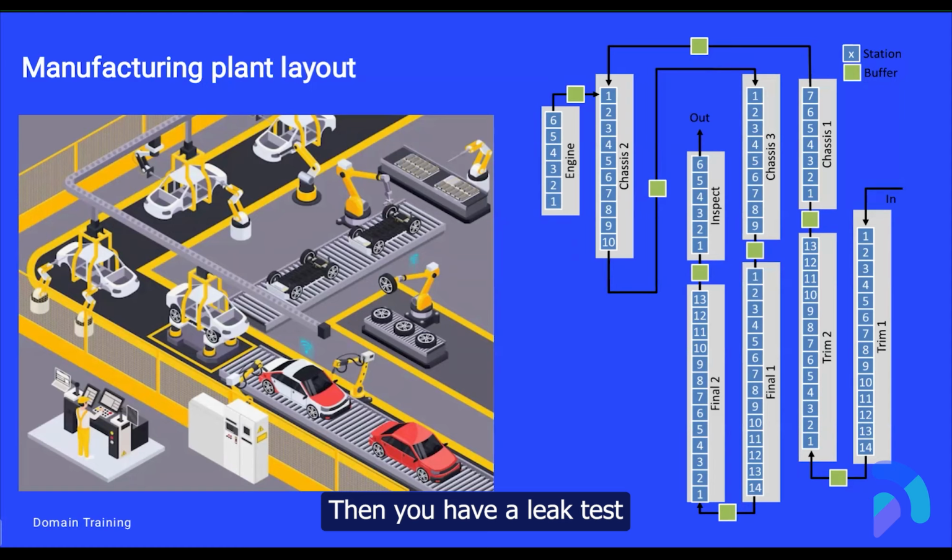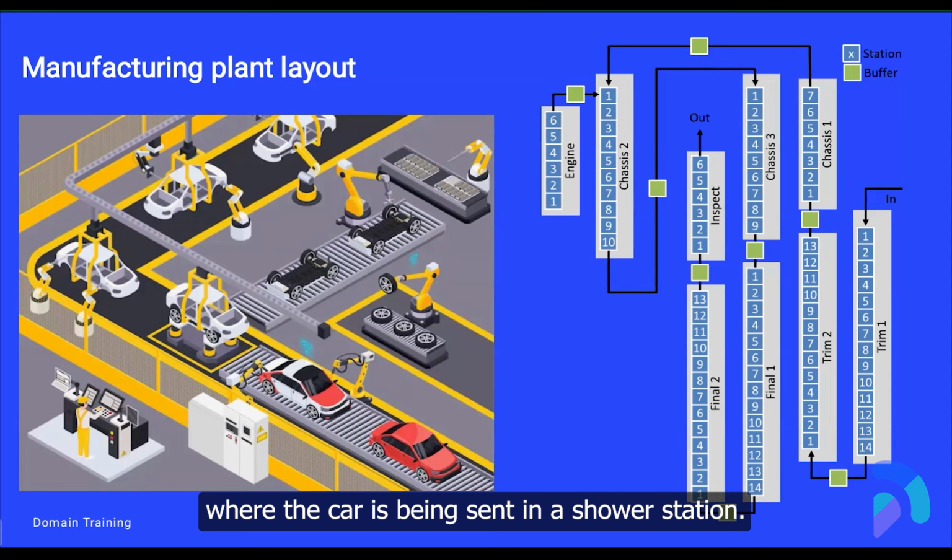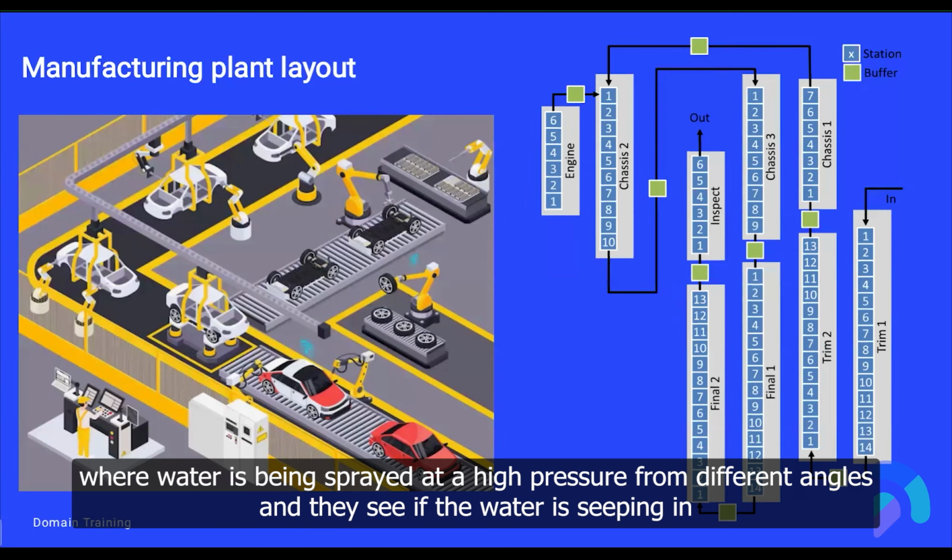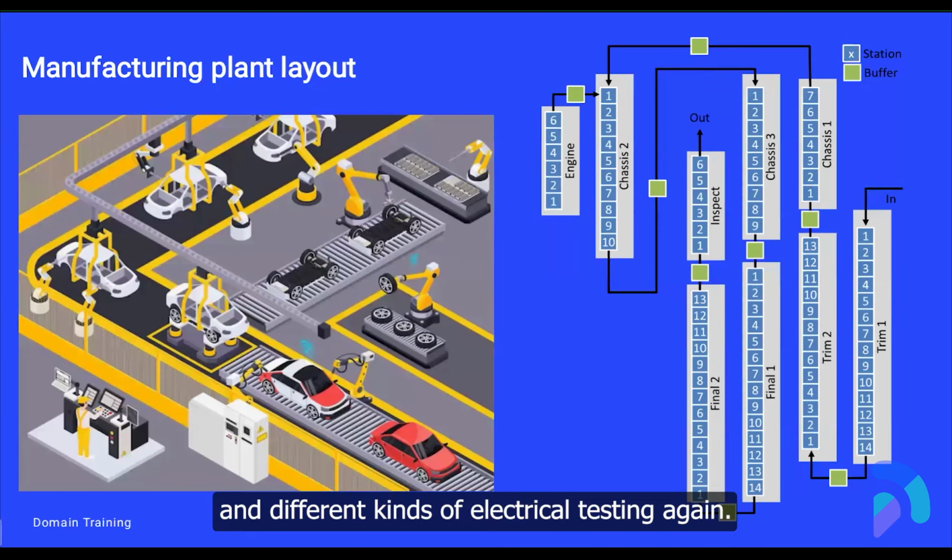Then you have a leak test where the car is sent into a shower station where water is sprayed at high pressure from different angles, and they see if the water is seeping in, and different kinds of electrical testing again. So those are done in the inspection station.